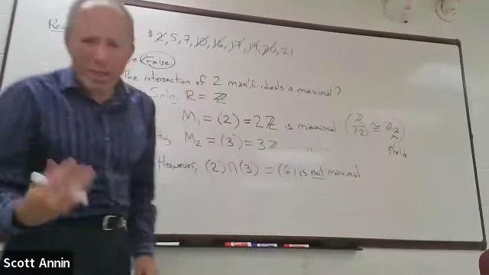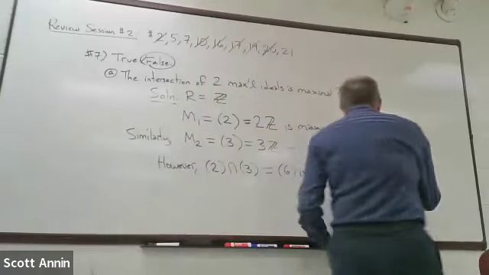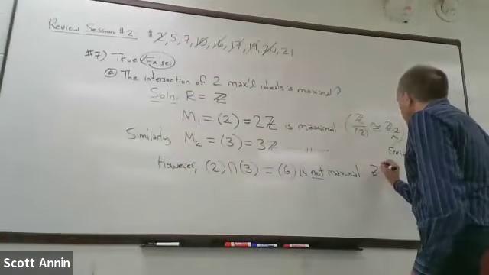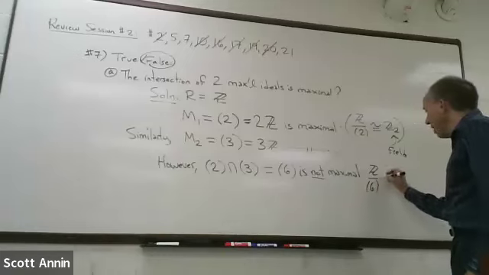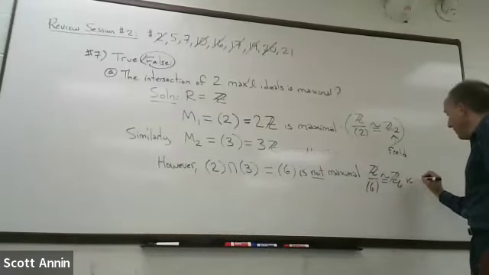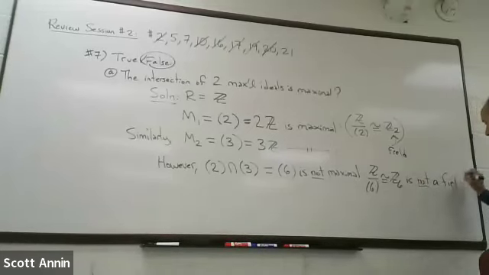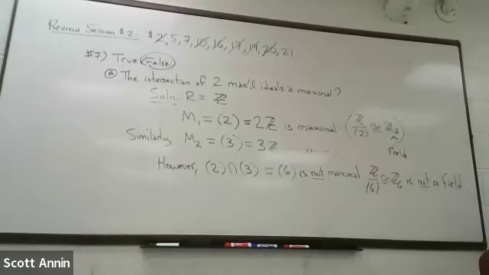Again, I would want everything to be explained. Why is it not maximal? You can give 2 reasons. One would be if you take Z and you mod out by the principal ideal generated by 6, you get Z6, which is not a field. So you could point out that you don't have a field there.